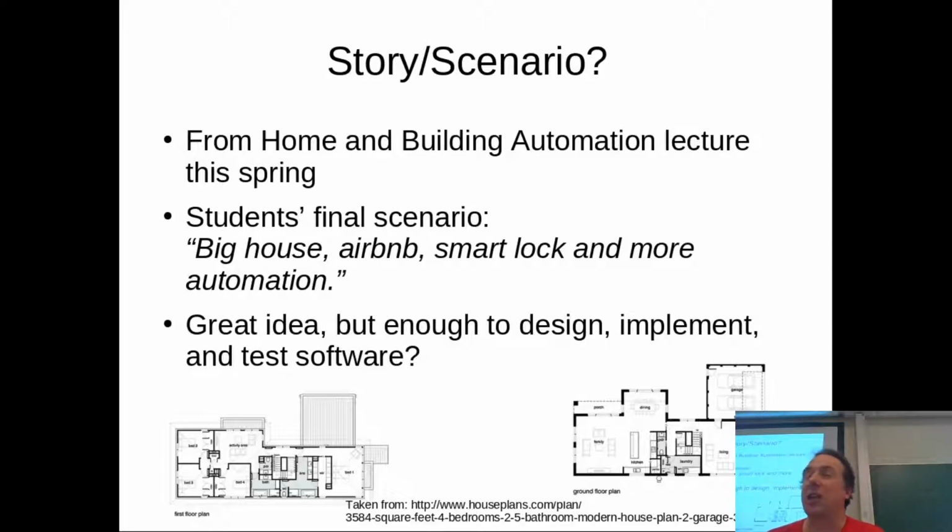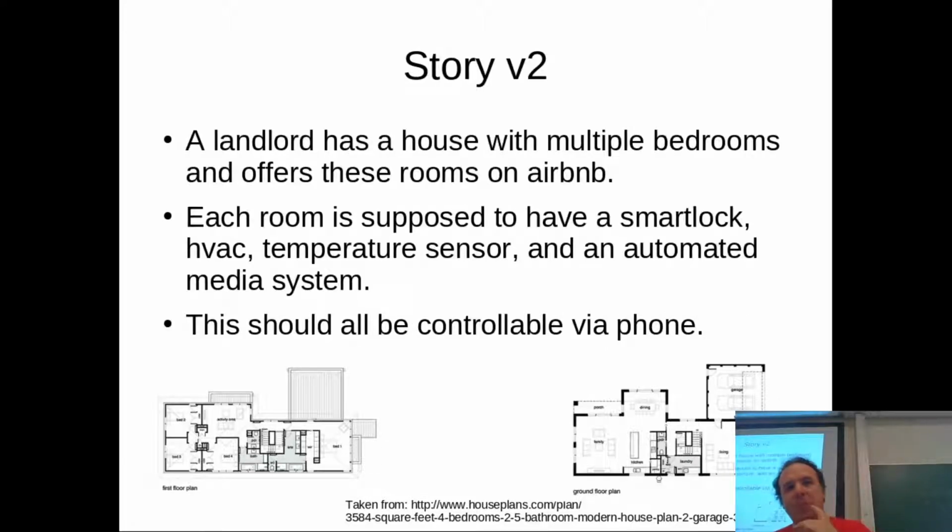And I said, yeah, that's a very nice idea, but I would like to know a little bit more about that. Then they came back to me and said, okay, so our idea is that there's a landlord who has a house with multiple bedrooms and offers these rooms on Airbnb. Each room is supposed to have a smart lock, air conditioning and temperature control, a temperature sensor, and an automated media system. This should all be controllable via a phone. I said, great, that's much more information. It's pretty good, but I want even more.